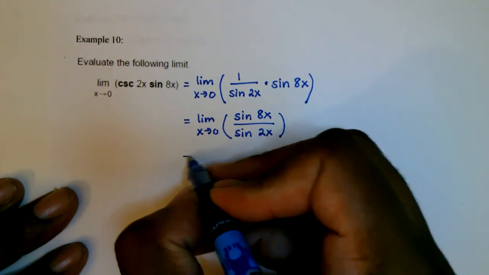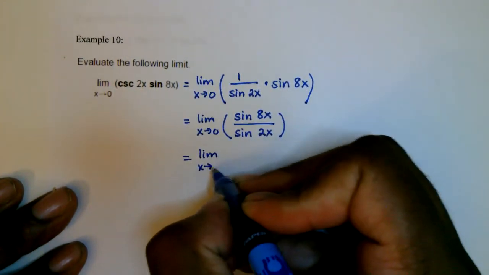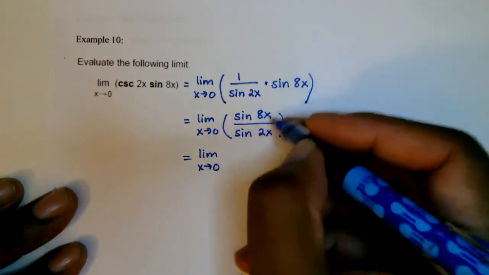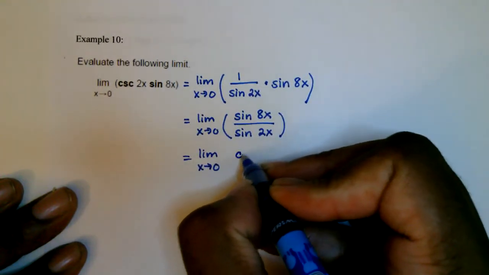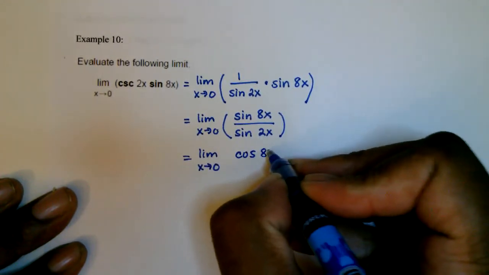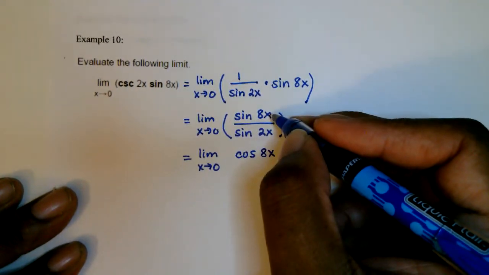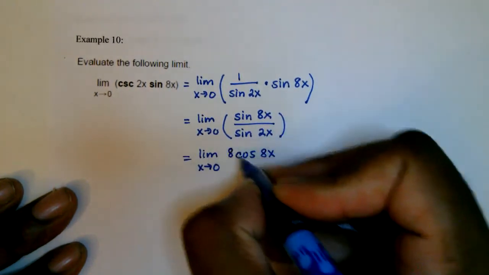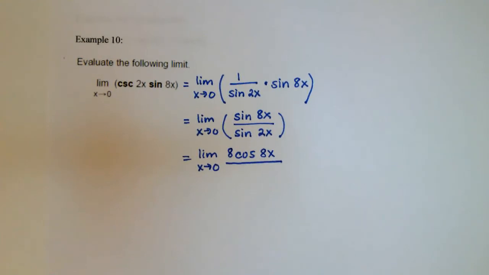And applying L'Hopital's rule, I will take the derivative of the numerator and the denominator. So the limit as x approaches 0 of this. The sine of 8x, if I take the derivative of that, that's going to be, of course, cosine of 8x. But I need to take the inside derivative using the chain rule. The derivative of 8x will be 8. And I'm putting the 8 in front of the cosine of 8x.